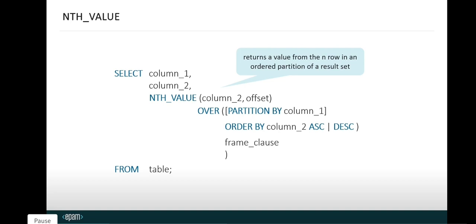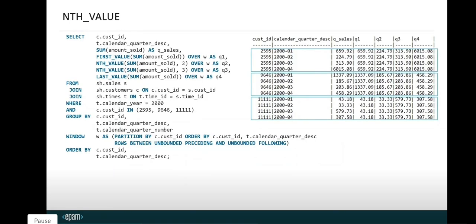But in the Nth Value function, we can set the number of lines from which we want to get the value of the selected column. Let's look at an example. This report provides quarterly sales information for the year 2000 for 3 customers.